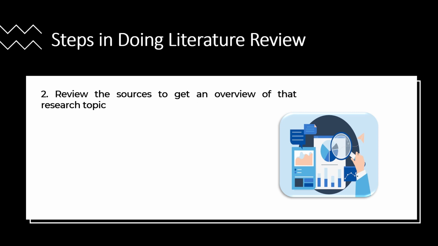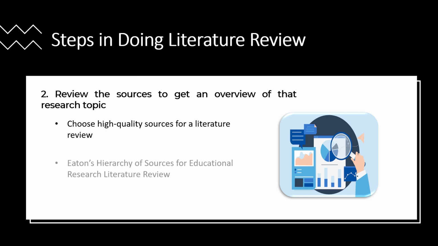Step number 2 is to review the sources to get an overview of that research topic. So you have to choose high quality sources for your literature review. This is now the part where you are doing a literature review. But in step number 2, basically you are just doing an overview. It's not yet an intensive literature review, even though you can do it if you have time.